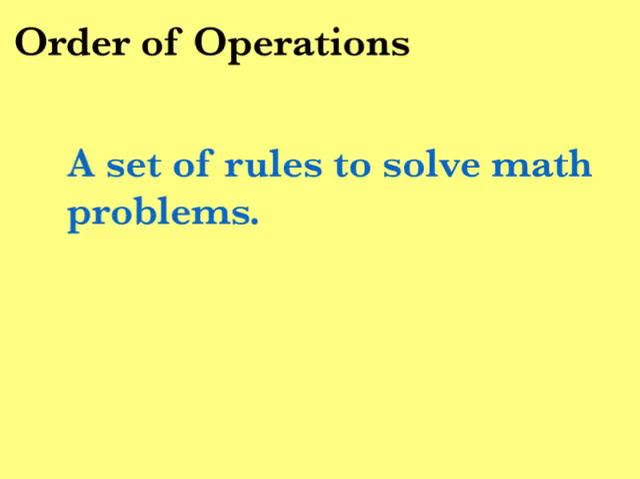Okay, let's get into the thick of things. Let's learn about order of operations. The order of operations are a set of rules to solve math problems. The order of operations are important because if two people were solving the same math problem, we would want them to arrive at the same answer. And that's what the order of operations do. They give us directions for how we should solve problems so that it doesn't matter who solves it, we can get the same answer.